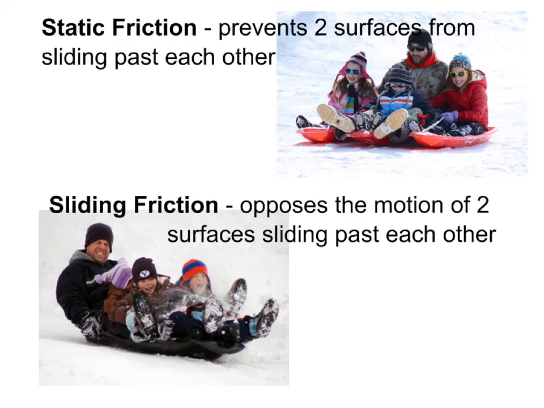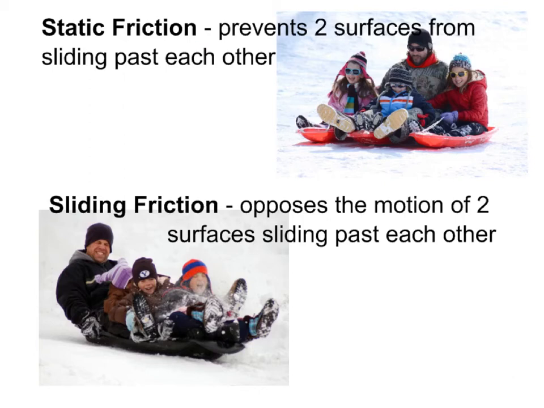Static friction prevents two surfaces from sliding past each other. Here's an example. We have a little family sitting on their sleds, and they'd like to go sliding down the hill, but the force of static friction is preventing them from moving. In this case, the net force is 0. They are not moving down the hill. They are staying still because the static friction is canceling out any force that would be pushing them down the hill.